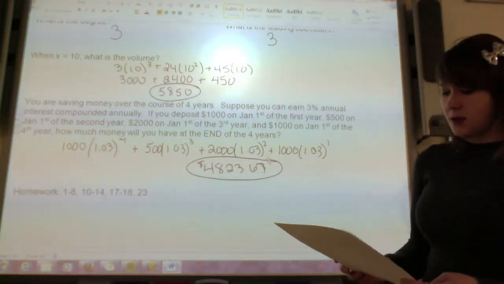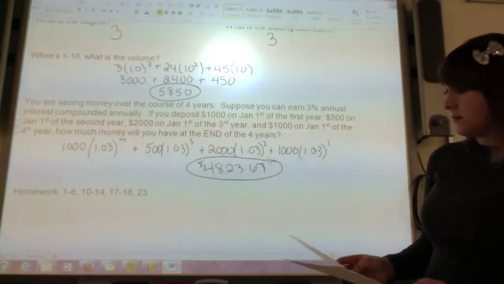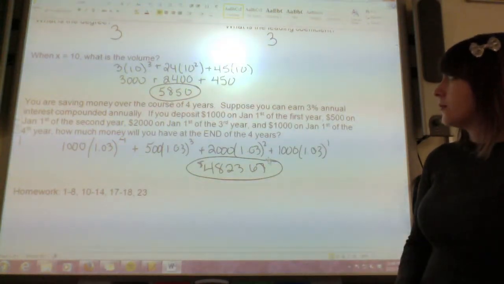All right, and that is everything for section 1.